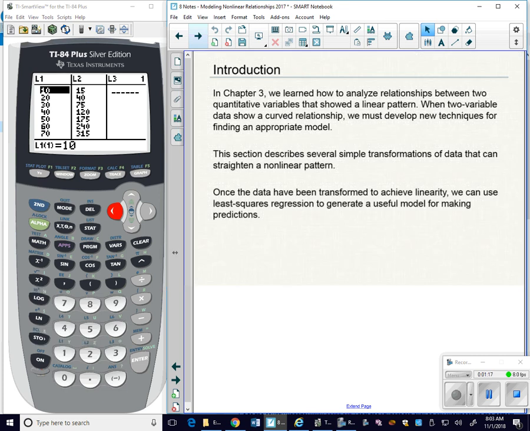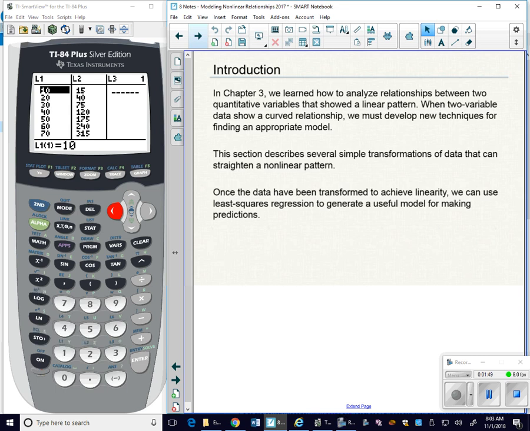So in Chapter 3, we learned how to analyze relationships between two quantitative variables that showed a linear pattern. When two variable data shows a curved relationship, we have to think about new techniques for finding an appropriate model. And it's nice when we have straight line data because there's really only one function to choose from. I mean, if it looks like a straight line, we use a linear equation. That's that. But when we have a curve in our data, there's a lot of different functions that come up. So for example, if we see a curve, it could be quadratic, it could be exponential, it could be a logarithm, it could be cubic or quartic. There's lots of different nonlinear functions from which to choose.